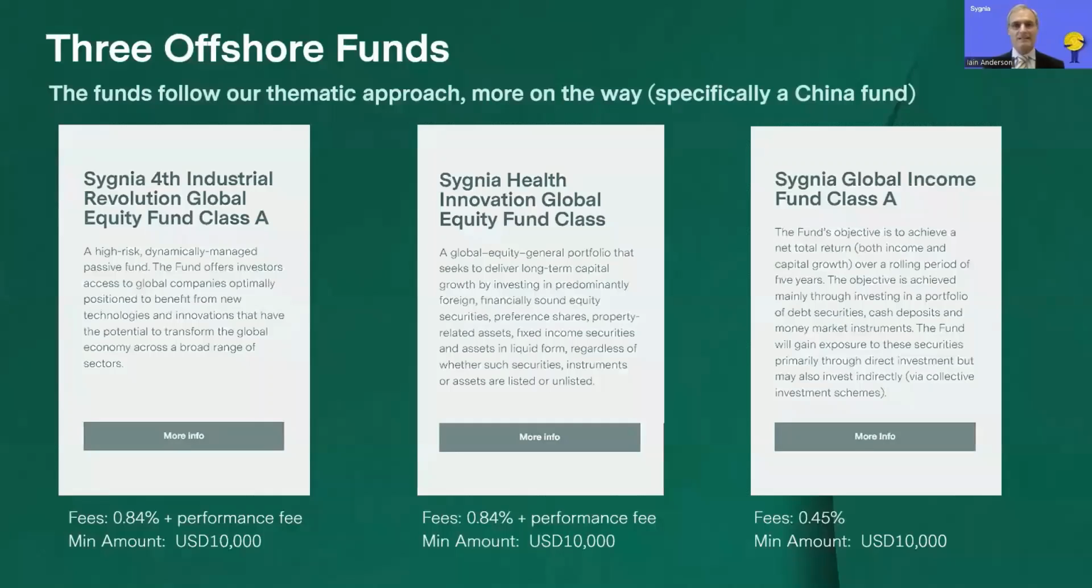But first, the three funds, they follow our thematic approach, and we're very excited about this. The first is the Sygnia Fourth Industrial Revolution Global Equity Fund, which follows our theme of disruptive technologies. The second fund is the Sygnia Health Innovation Global Equity Fund, which follows the theme of aging populations. And the third fund, while not necessarily a thematic fund, is essentially a cash fund.